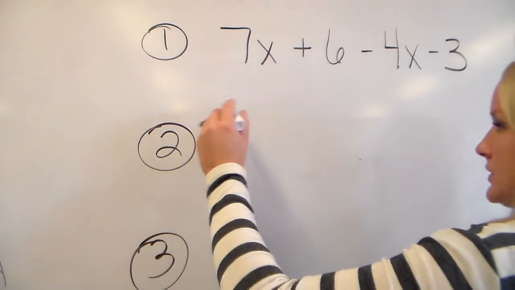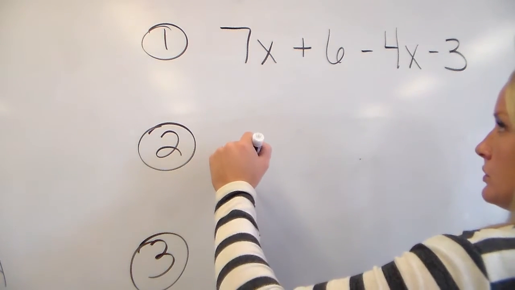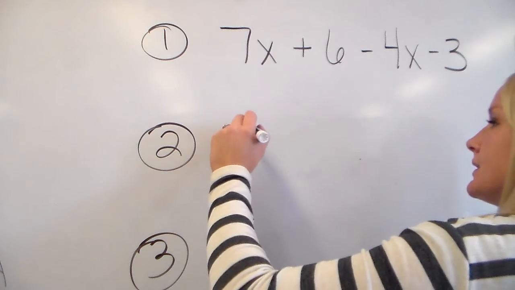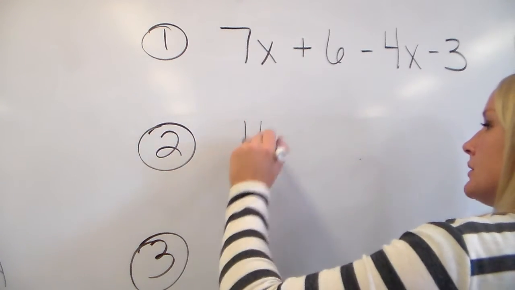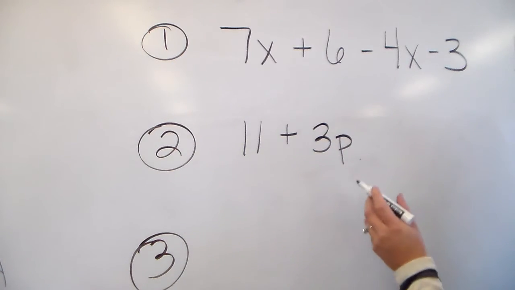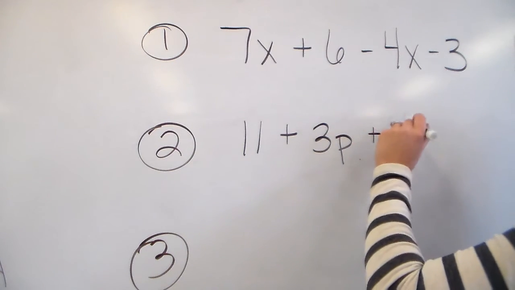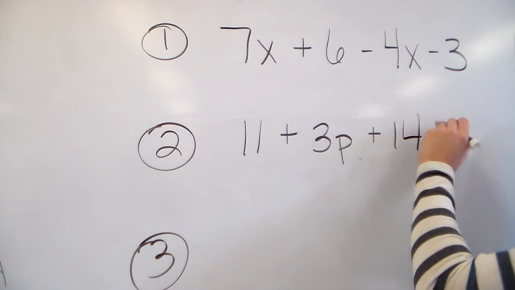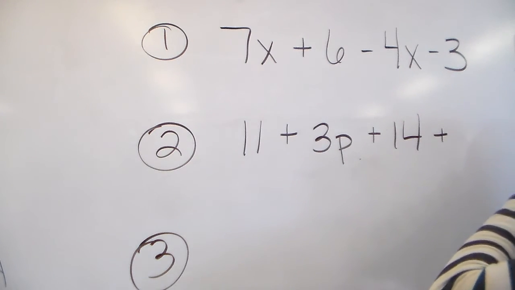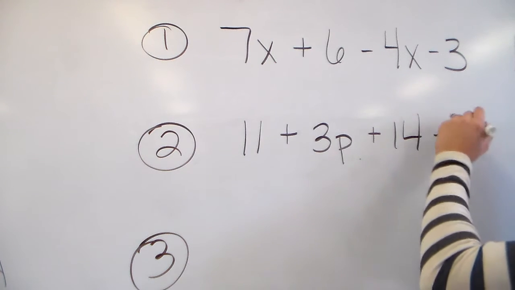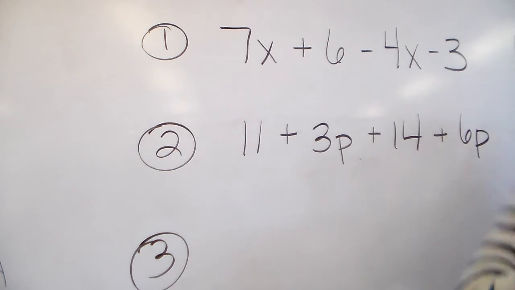Second one, let's do, I will use the variable p. So let's say I have 11 plus 3p plus 14 plus, I don't know, what do we want to do here? 6p.